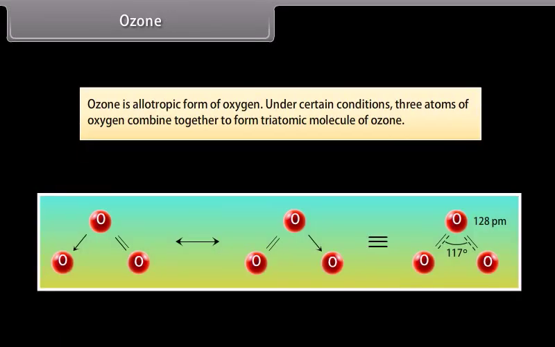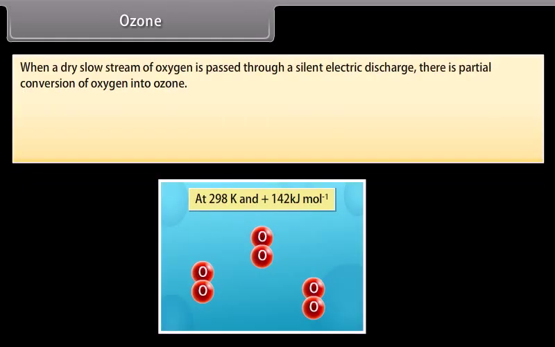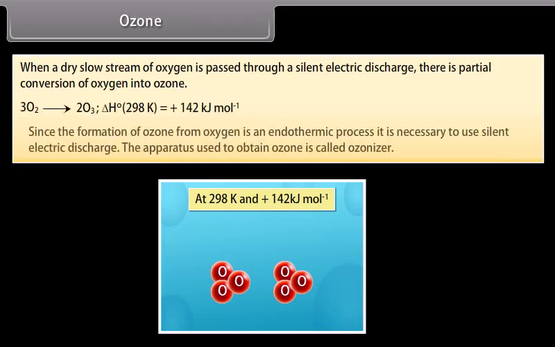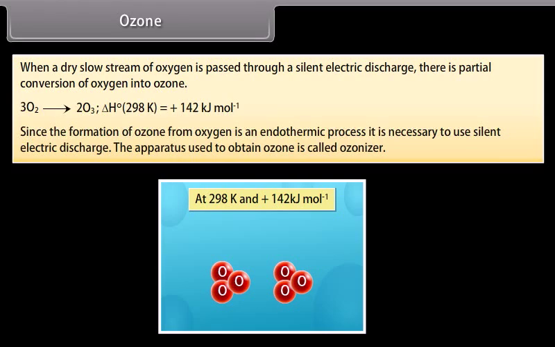Ozone. Ozone is an allotropic form of oxygen. Under certain conditions, three atoms of oxygen combine together to form the triatomic molecule of ozone. When a dry slow stream of oxygen is passed through a silent electric discharge, there is partial conversion of oxygen into ozone. Since the formation of ozone from oxygen is an endothermic process, it is necessary to use silent electric discharge. The apparatus used to obtain ozone is called an ozonizer.